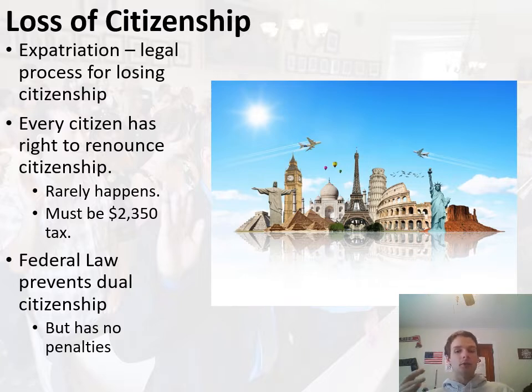Now, there are methods by which you can lose citizenship. Expatriation is the legal process for losing citizenship. You technically have the right to renounce citizenship, but very few people ever do. Because even though technically, legally, you're not allowed to have dual citizenship, there's no listed penalty. There's basically just a law that says you shall not have dual citizenship. And then when you go to people who violate it, the punishment is not listed. So a lot of people have dual citizenship. Technically, it's against the law. In reality, nobody cares.